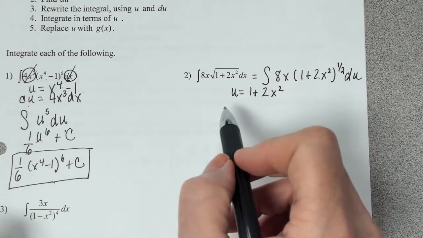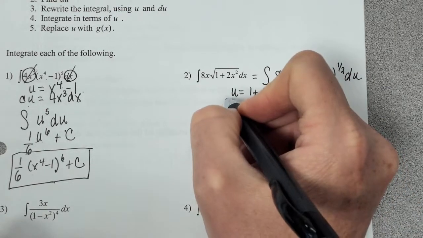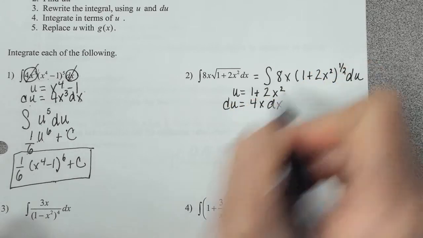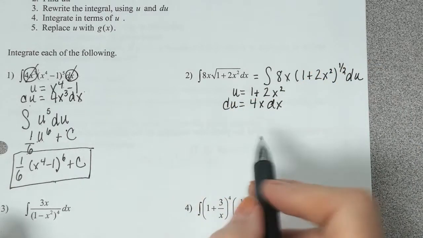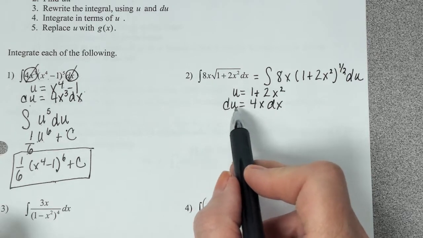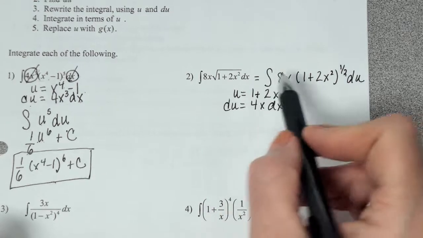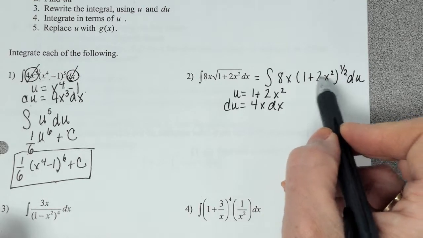Abigail, what's the derivative here? 4x dx. Okay. Everybody see that? The derivative of u is 4x dx. Now look at what we've got. Right here, this is our u.